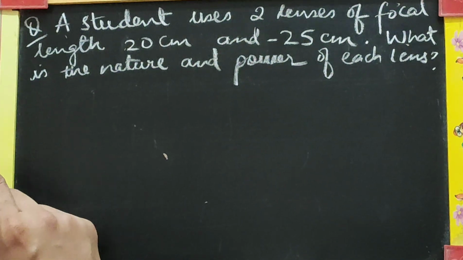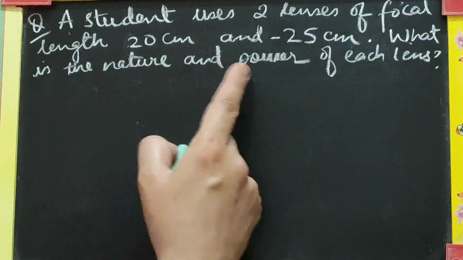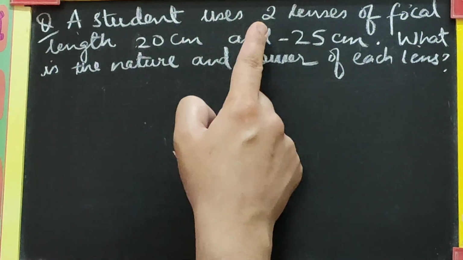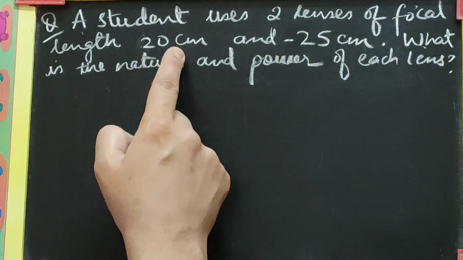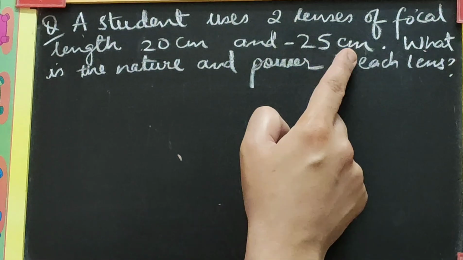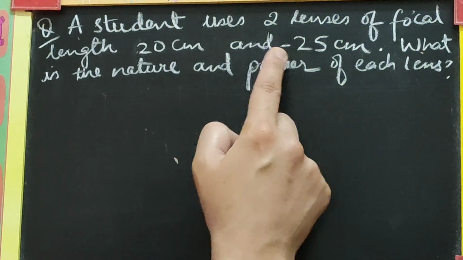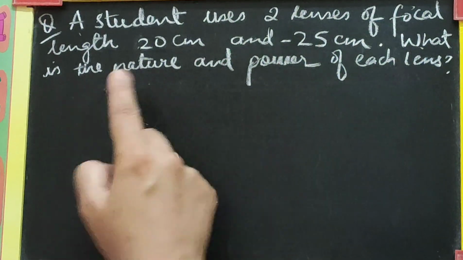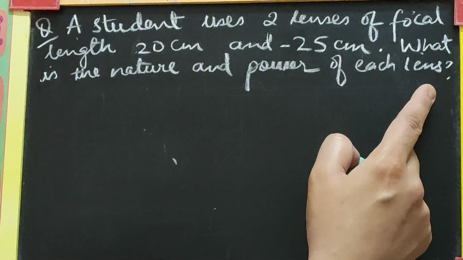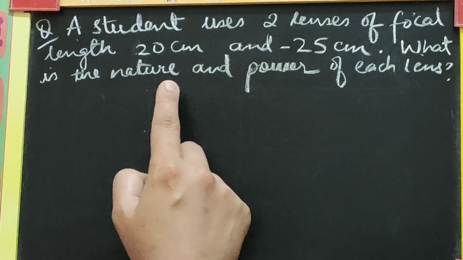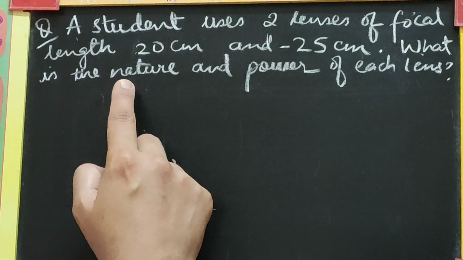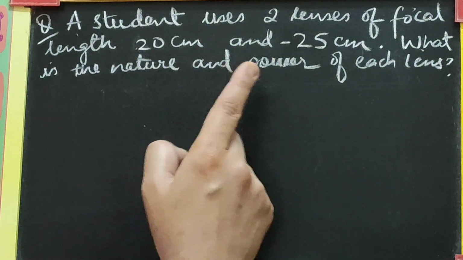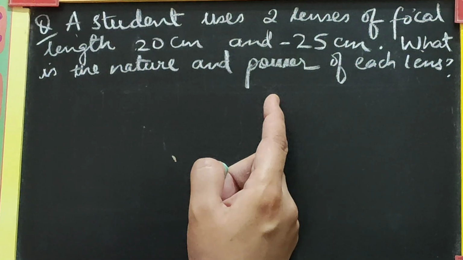Let us solve another numerical, and this pattern of numerical is very commonly asked in board exams. A student uses two lenses of focal length 20 cm and minus 25 cm. So the sign has been specified along with the lens focal length. What is the nature and power of each lens? So you have to give the answer separately for both the lenses. You have to mention the nature of each of the lenses and the power of each of them. So we'll do it one by one for both the lenses.